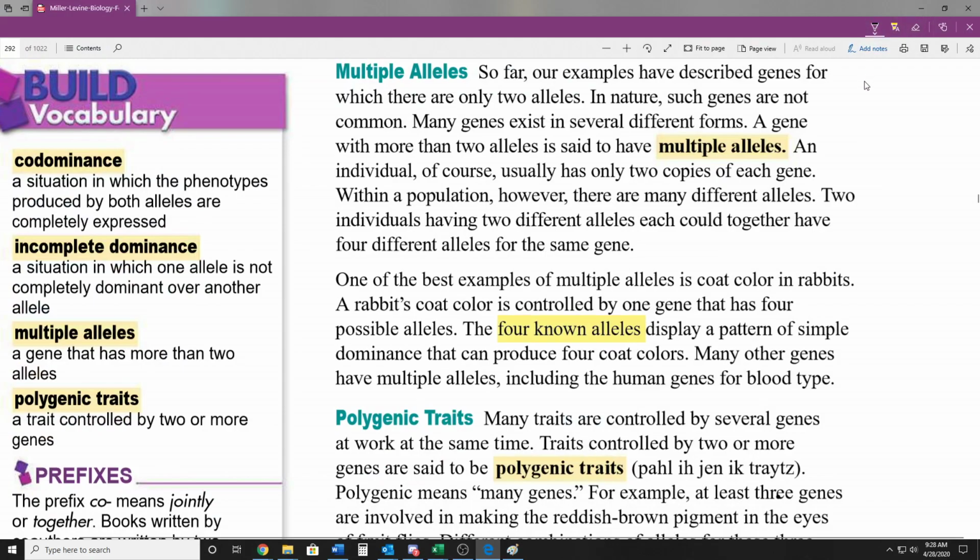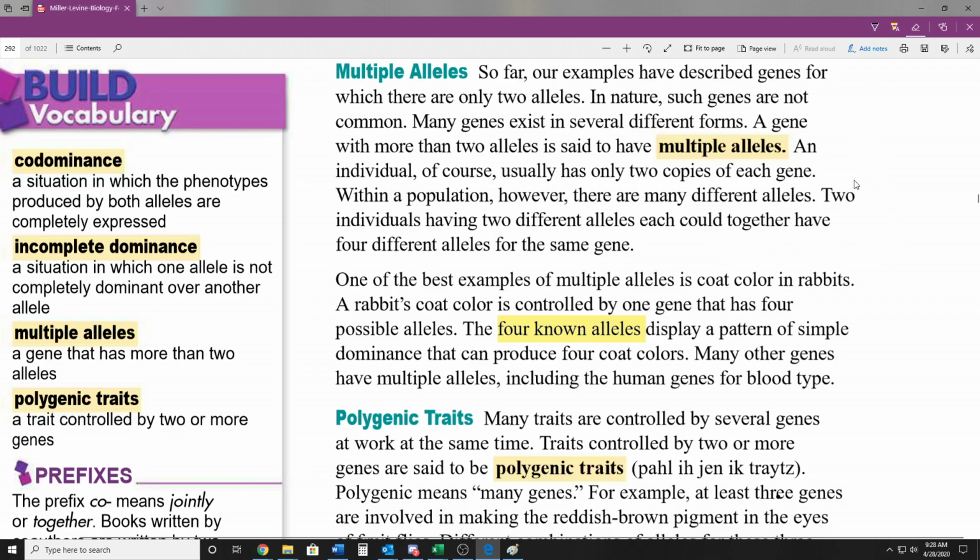If we're talking about just 2 different alleles, we have 3 possible arrangements of genotypes with these alleles. We have homozygous dominant, we have heterozygous, and we have homozygous recessive. With only 2 alleles, we have 3 possible combinations. But when we have multiple alleles, it really opens up the different combinations that we can use.